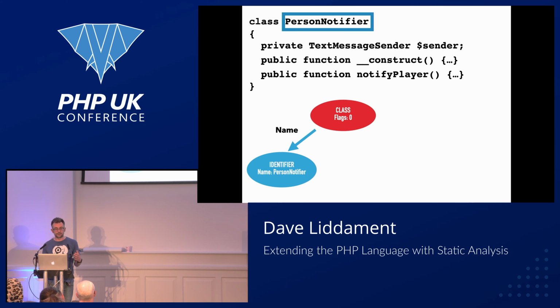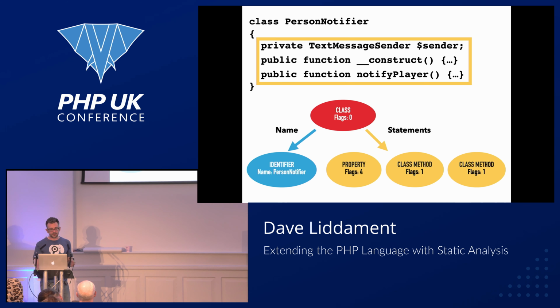We have some child nodes. One of them is an identifier. And so the class has got this property name, and it's got an identifier node, and that has its own property, which is PersonNotifier. And then the class also has a number of statements, and we've got 3 high-level statements in this class. So we've got the property, and we've got 2 methods, the constructor and the notifyPlayer method. So hopefully you can start to see we've got our code, and we've got a visualization of it in a tree-like structure.